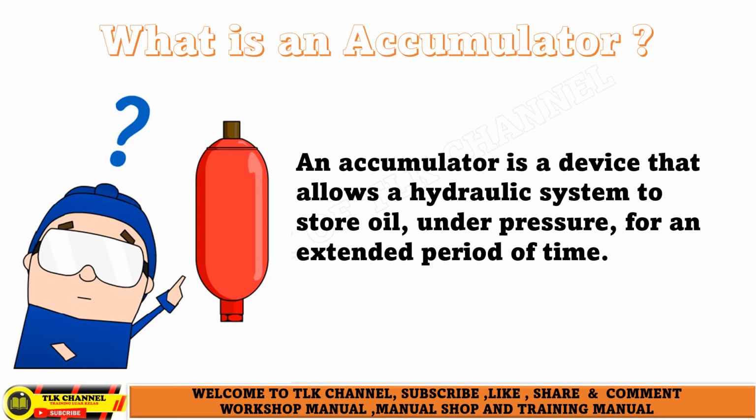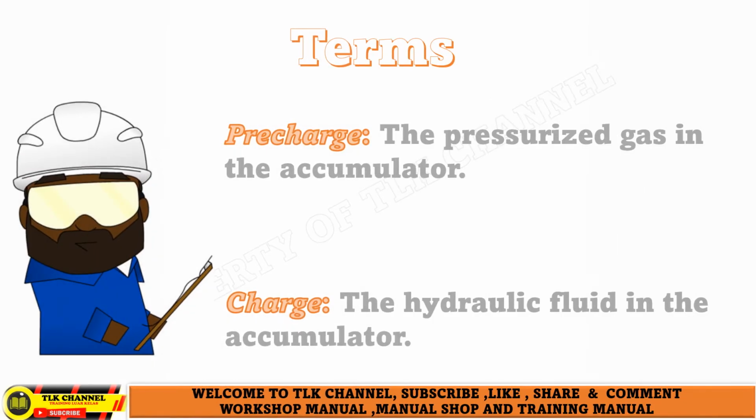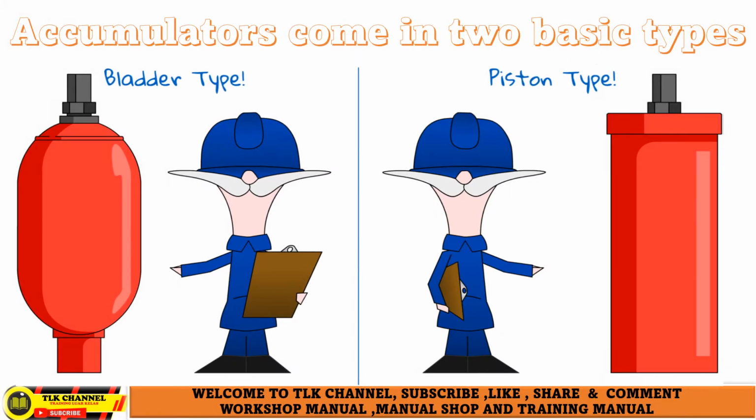What is an accumulator? An accumulator is a device that allows a hydraulic system to store oil, under pressure, for an extended period of time. Terms. Pre-charge: the pressurized gas in the accumulator. Charge: the hydraulic fluid in the accumulator. Accumulators come in two basic types: bladder types and piston types.